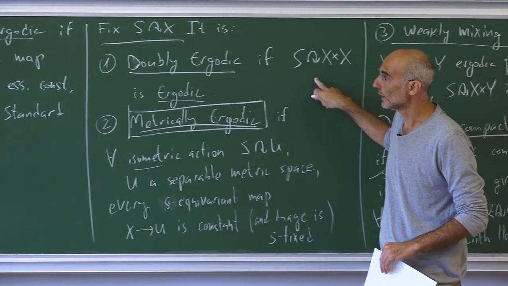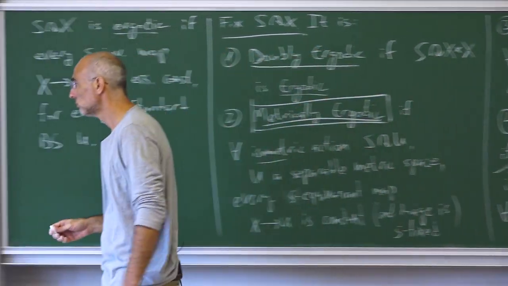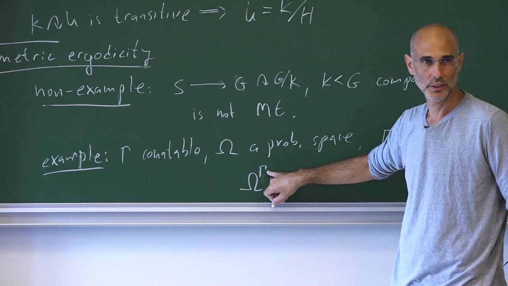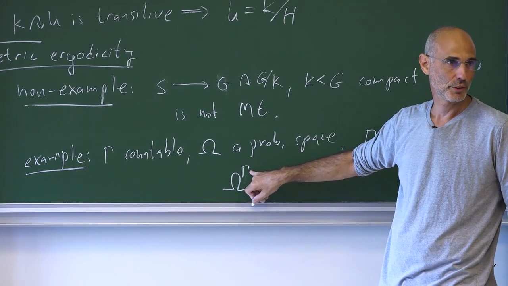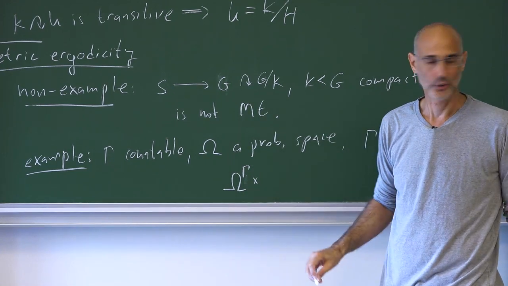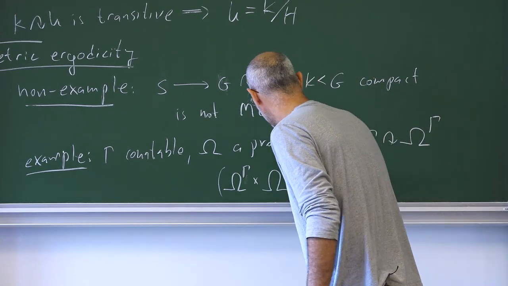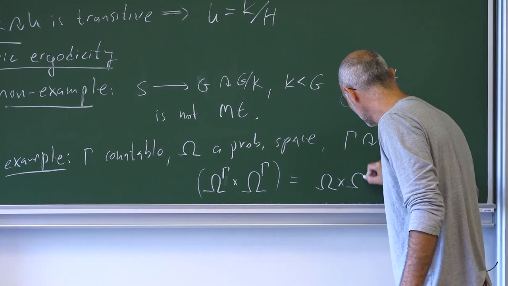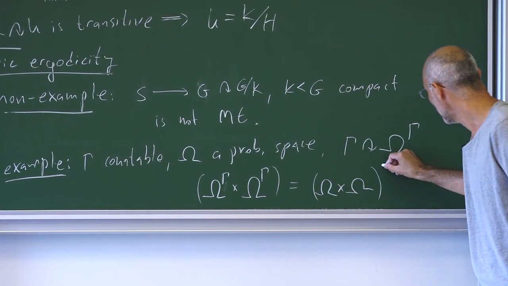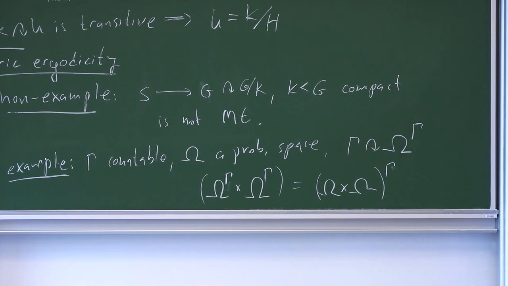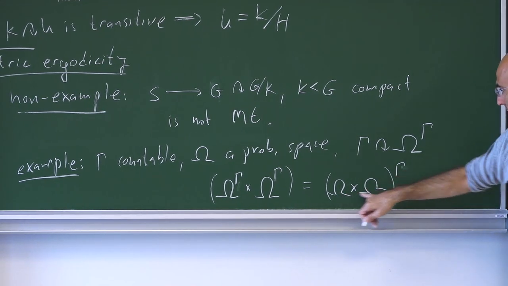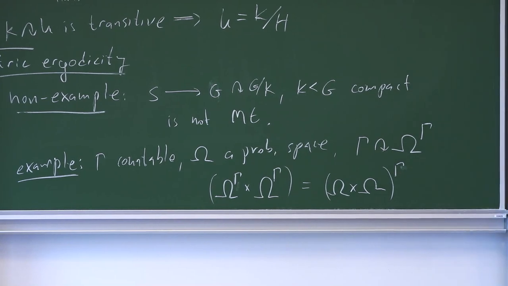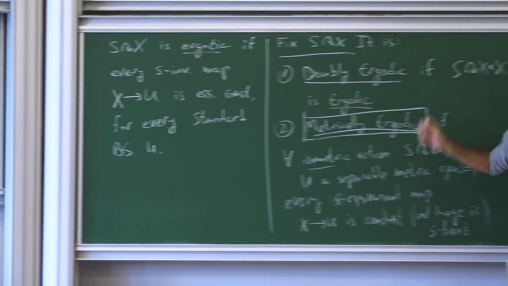Let me explain why it is doubly ergodic. This is very, very simple. Omega to the gamma. Sometimes I use the power to the gamma to denote fixed points; here it's maps from gamma to omega. Sorry for this, it's a standard ambivalence that we all use. X times X is the same, by the rules that we learned in high school, as omega times omega to the gamma. And again, this is some probability space to the power of gamma, so this is ergodic. So this shows that this is ergodic, and this is a weakly mixing thing.